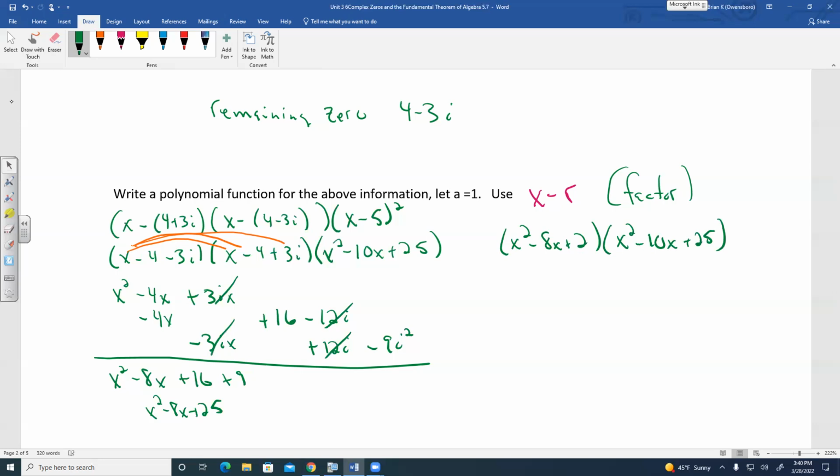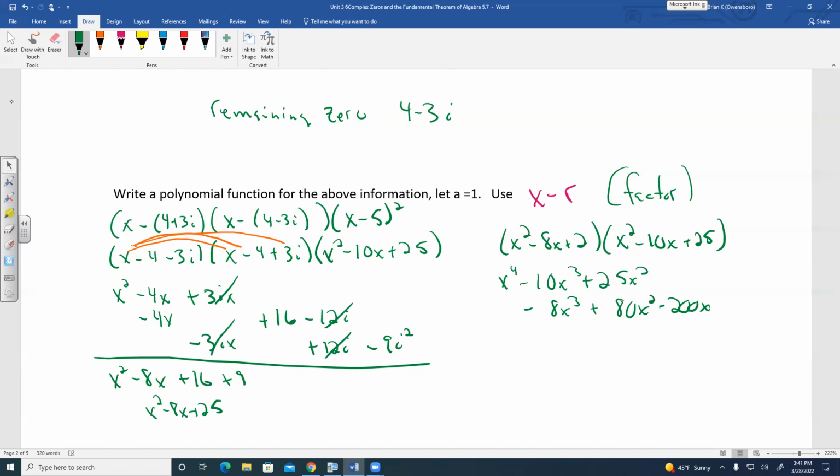So if I do that, I have then x squared times x squared is x to the 4th. x squared times -10x would be -10x to the 3rd. x squared times 25 would be a positive 25x squared. Negative 8x times x squared would be negative 8x cubed. Negative 8x times negative 10x would be a positive 80x squared. Negative 8x times 25, that would be a negative 200x. Numbers are getting a little bigger too. Almost reached for a calculator there.